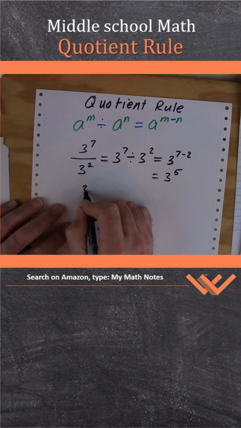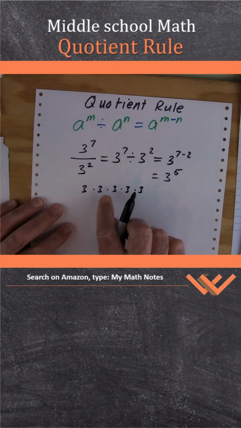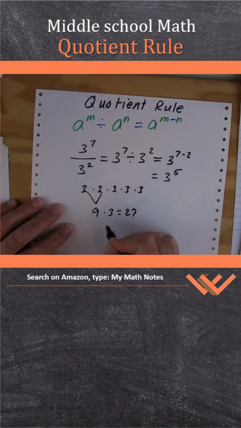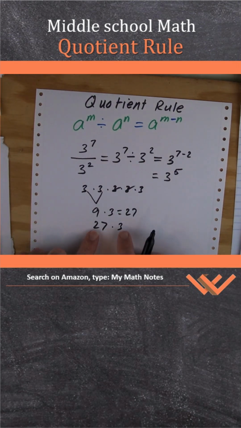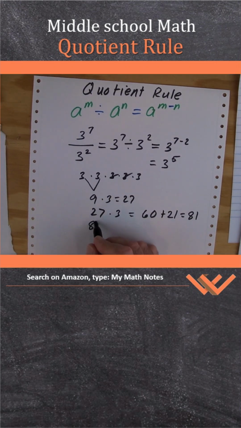Easy peasy. 3 times 3 times 3 times 3 times 3. There's 1, 2, 3, 4, 5 threes. 3 times 3 is 9. Bring down this 3 here again, times 3 is equal to 27. 27 times 3, we can do in two parts. 20 times 3 is 60, plus 3 times 7 is 21. That's equal to 81. So I have 81 times 3 again.